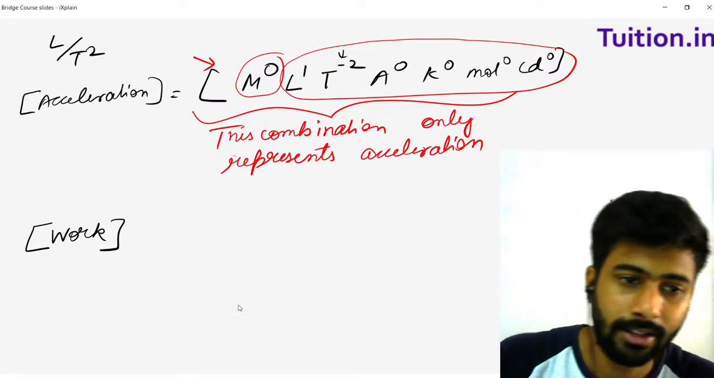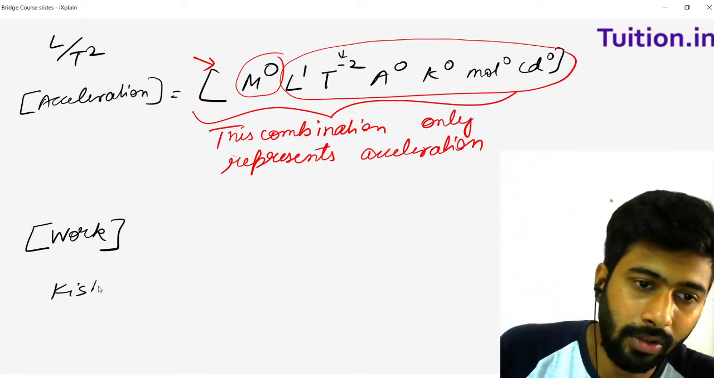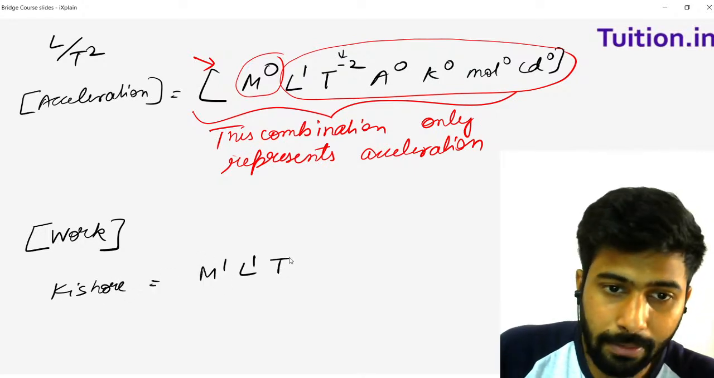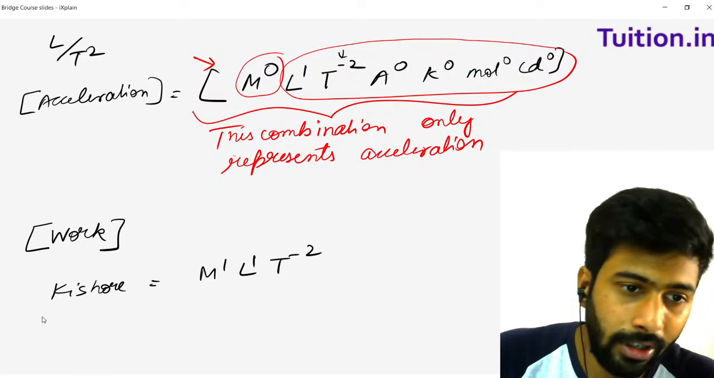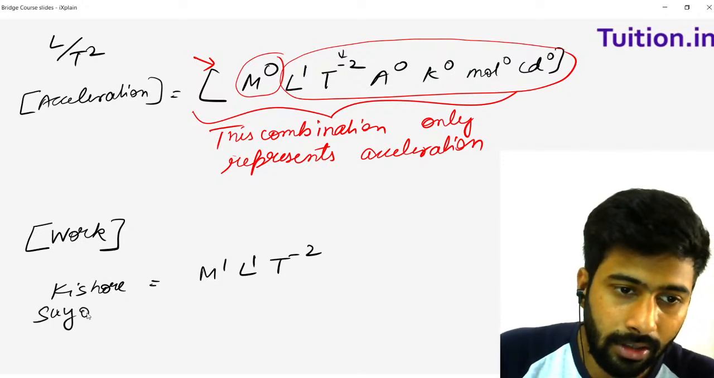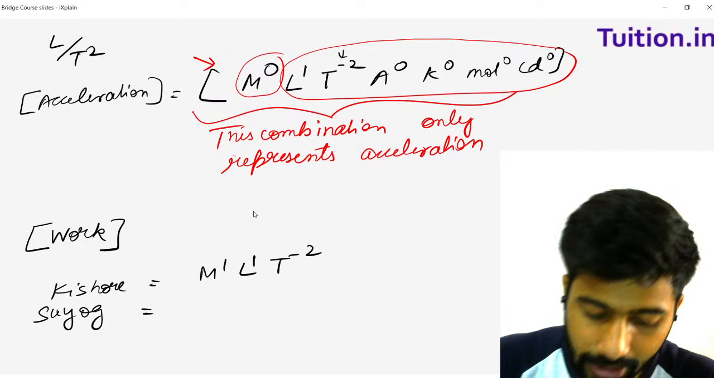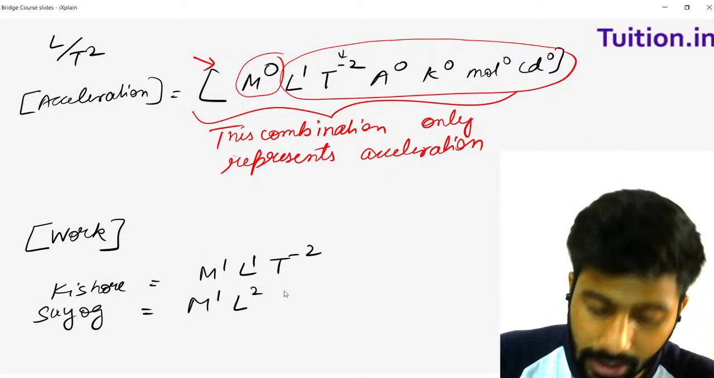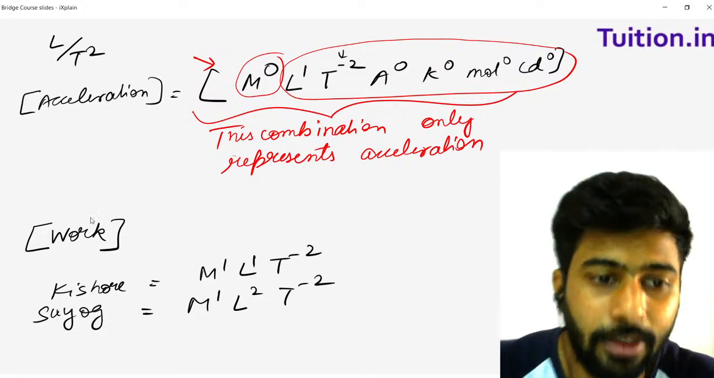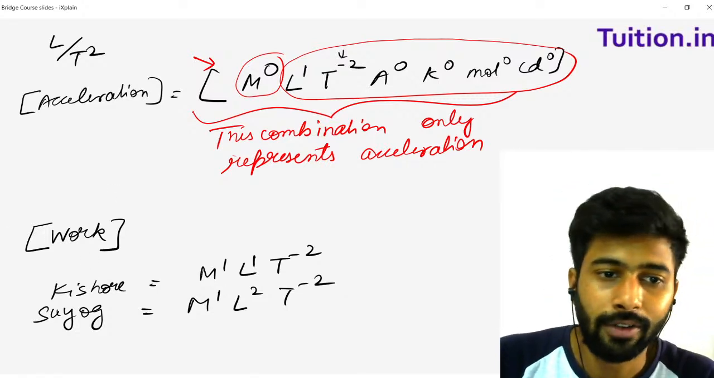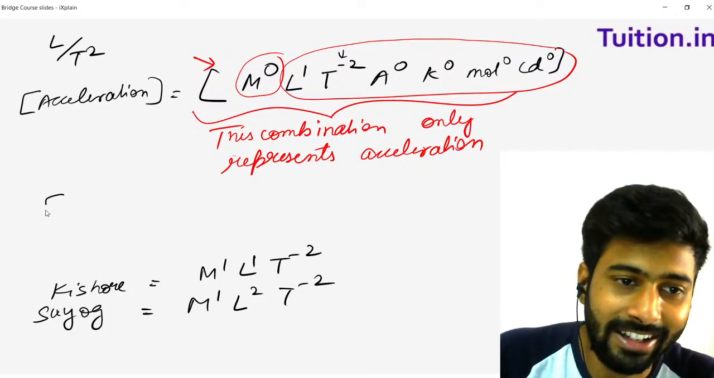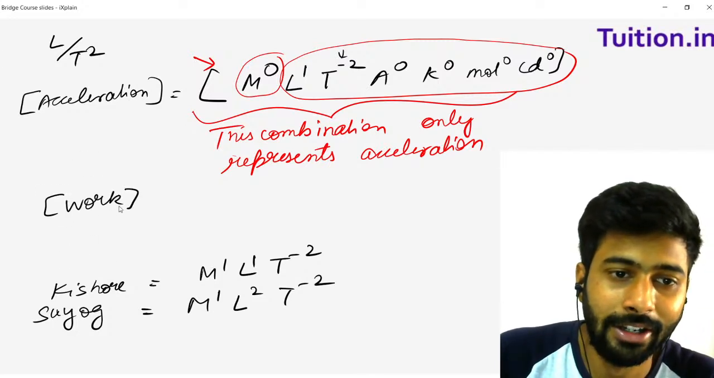Kishore is telling that it's m power 1, l power 1, t power minus 2, and Suyog, hi Suyog, maybe this is the first time I'm calling your name, good to have you here. Suyog says it's m power 1, l power 2, and t power minus 2. Let's see who's right. And obviously take this competition positively. Don't take it to heart, even if you're wrong. Doesn't matter, we're all here to learn.